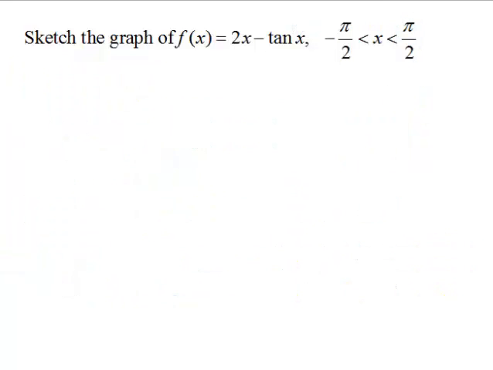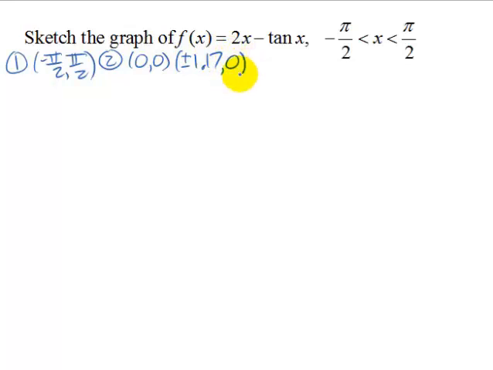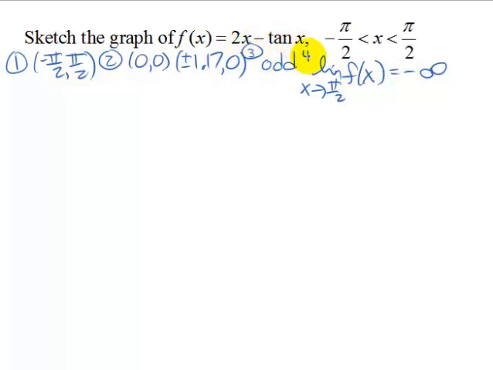Since we're out of room, we'll go on to our next screen, and let's just summarize what we have so far. The domain is negative pi over 2 to pi over 2. The intercepts are 0, 0, and plus or minus 1.17, 0. We know that this function is odd, and so it has origin symmetry. And the limit as x approaches pi over 2 of this function was negative infinity, and then of course we'll use the symmetry to get the other one. So that was steps 3 and 4.